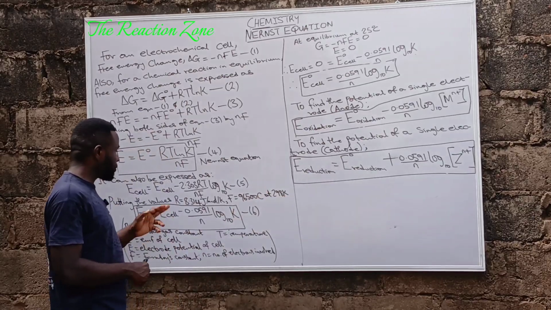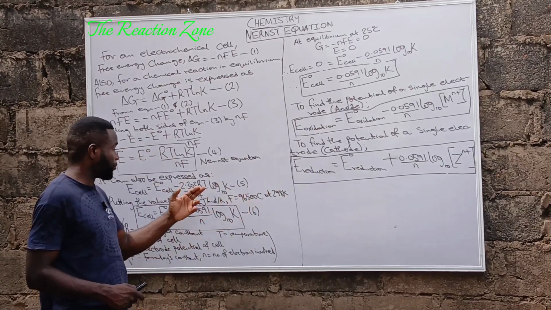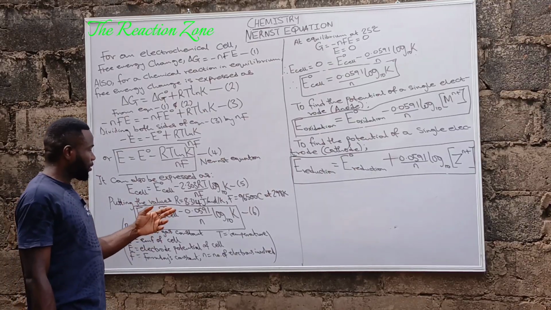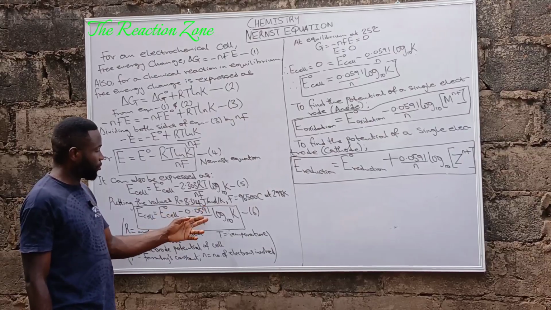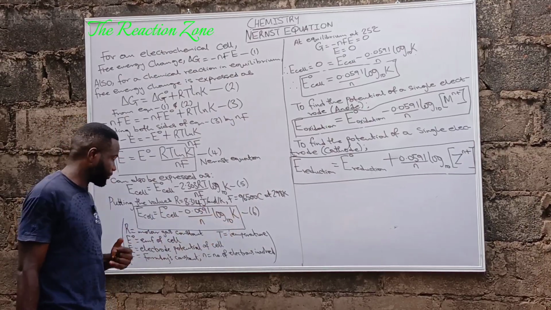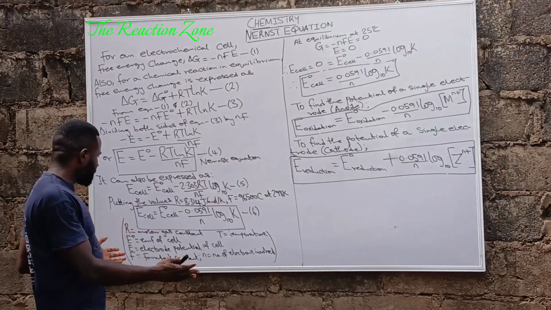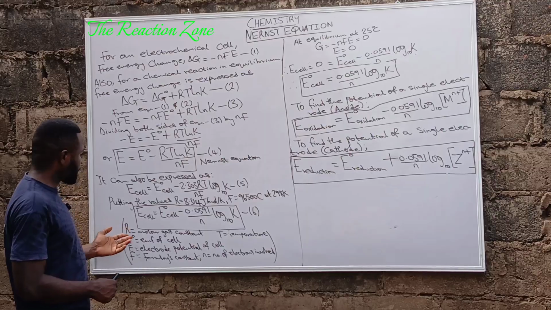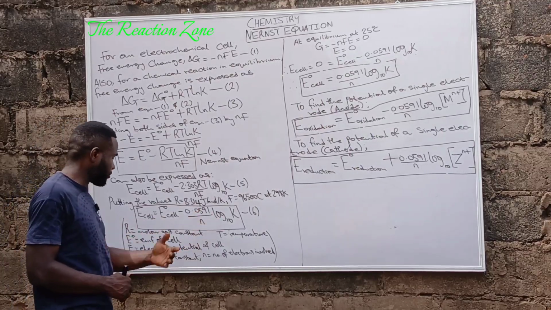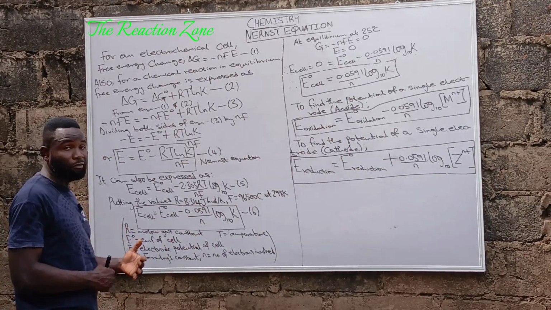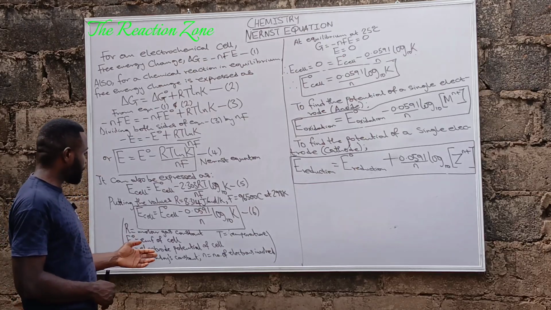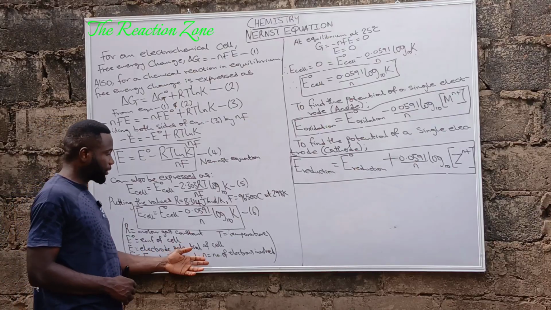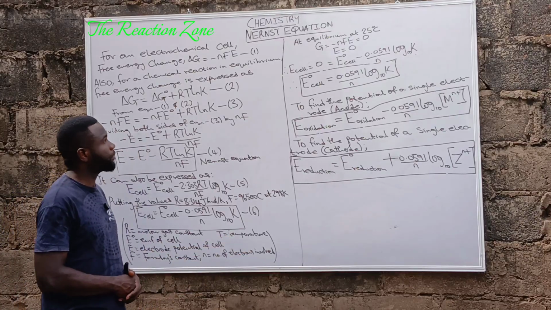So if I impute the values of R, F, and T in equation 5, I would have E cell is equal to E naught cell minus 0.0591 over N log K base 10. So the meaning of some of these parameters in the equation needs to be looked at. R stands for molar gas constant, T stands for temperature, E naught stands for the EMF of the cell, E stands for electrode potential of the cell, F stands for Faraday's constant, and N stands for number of electrons involved.